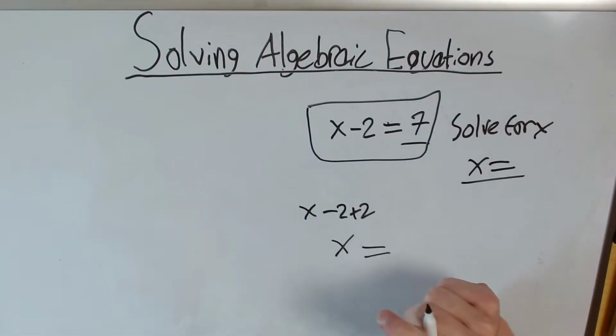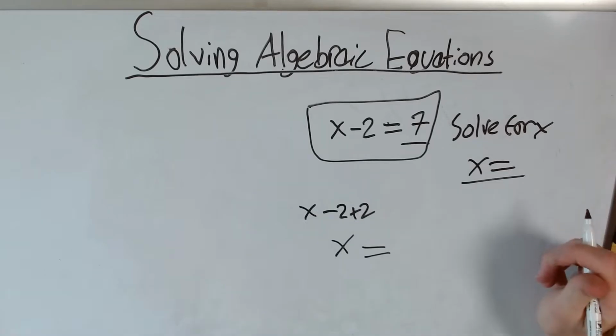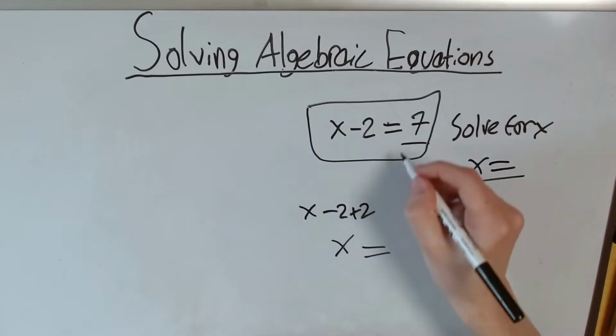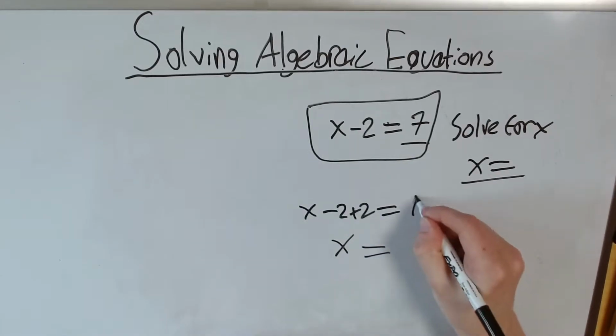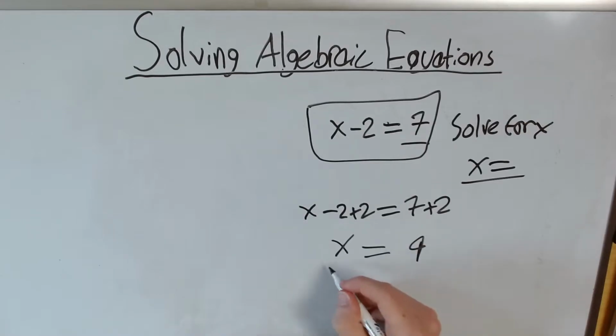But remember, whatever I do to one side, I have to do to the other side of the equation. Because otherwise, my equation will become unbalanced, and then I won't have an equation anymore. So, just as I added 2 to this side, I have to add 2 to this side. So, 7 plus 2, which turns out to be 9. Right? So I have x equals 9. If that seems confusing, don't worry. We're going to do another example.